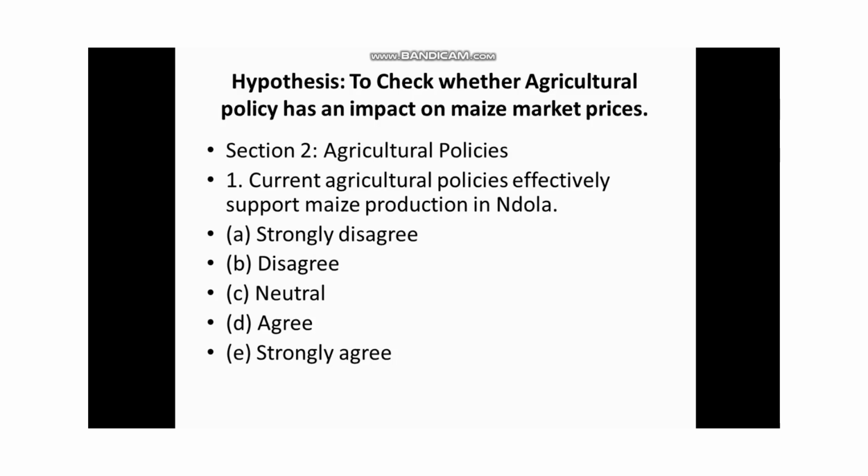agree. For the purpose of this tutorial, we are going to be making these hypotheses to check whether agricultural policy has an impact on maize market prices. So for the first section, that is just under agricultural policies, the first question will be: current agricultural policy effectively supports maize production in Ndola. Now, these are the following levels of agreement. So this is Likert scale data, and respondents will respond based on their level of agreement.